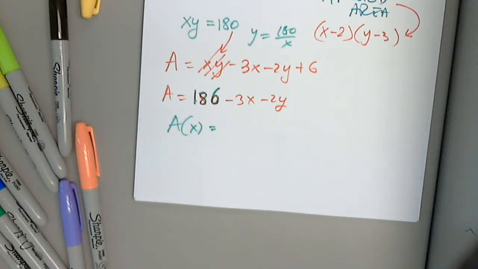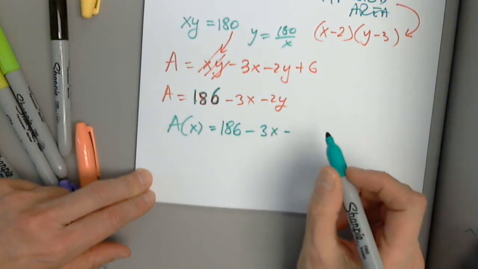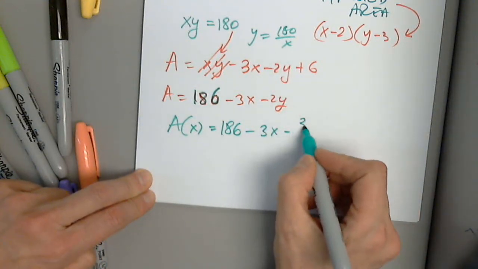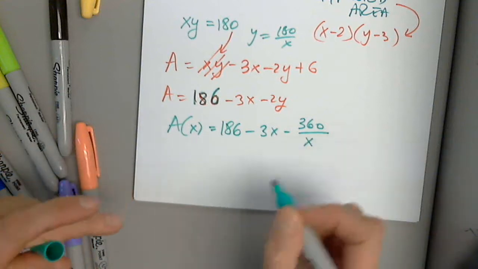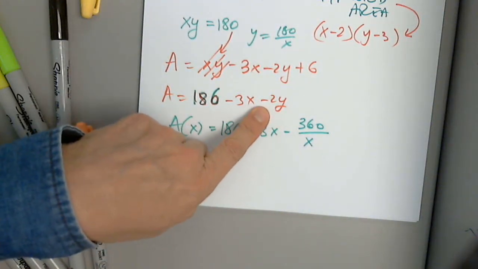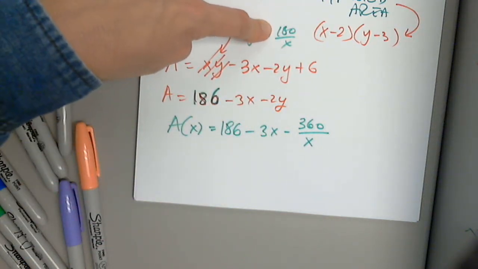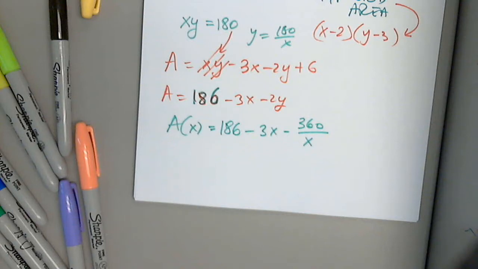So now we replace y by 180 over x. So we have 186 minus 3x minus 360 divided by x. So negative 2 times 180. Good. So we are halfway to the solution, right? We found the function. What next?